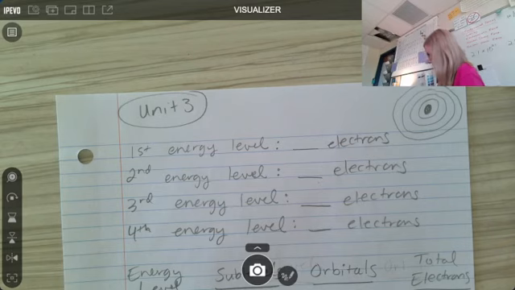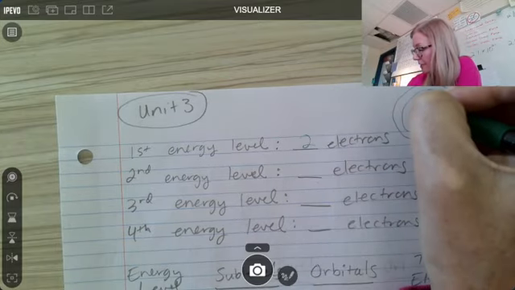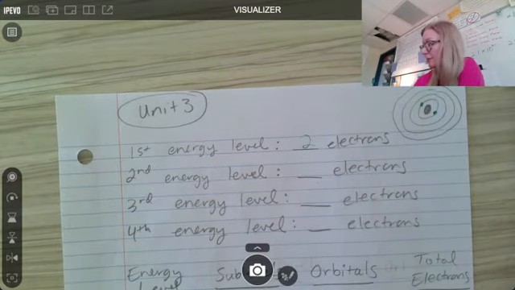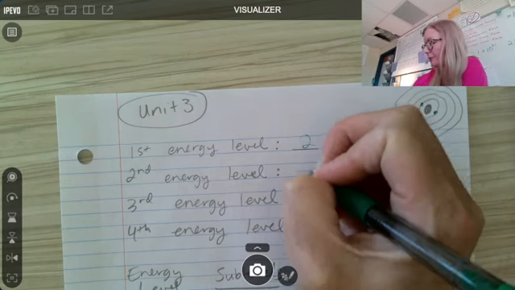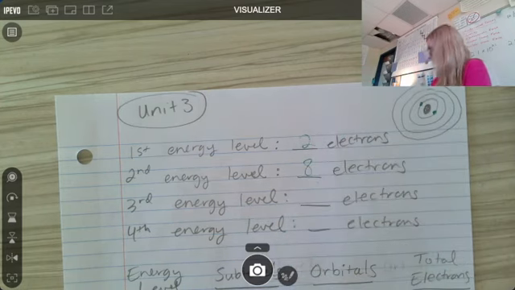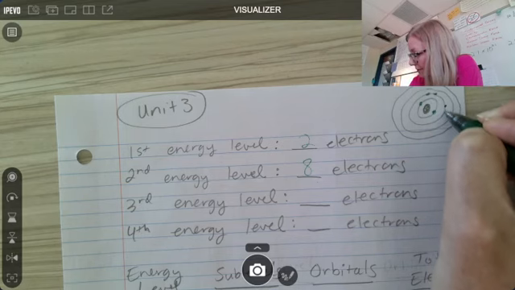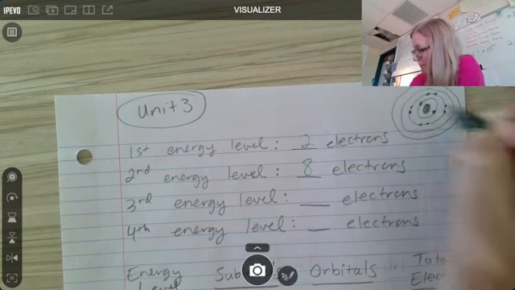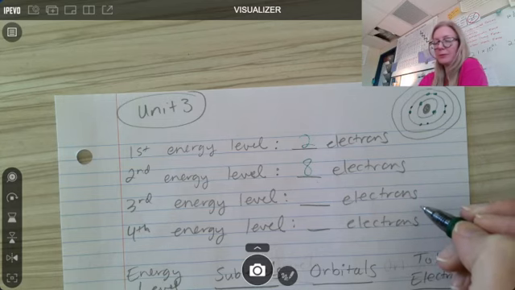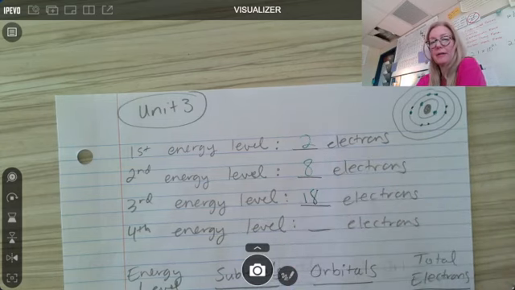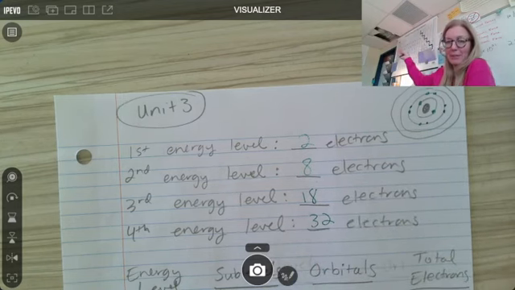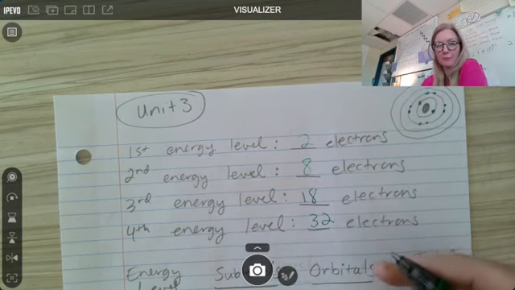All right, so you may remember that the first energy level can hold 2 electrons. Those go in the area in the energy level closest to the nucleus. The second energy level can hold 8 electrons, so I'm going to go ahead and fill in the second energy level with 8 electrons. The third energy level, you may have learned that it can hold 8. It can actually hold 18. And the fourth energy level can hold 32. And then the energy levels get bigger after that, but we're going to focus on the first 4 levels.